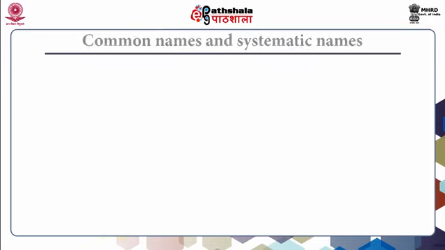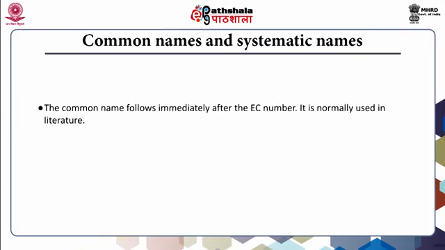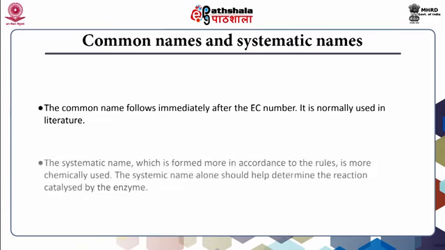Let us see the common names and systematic names of enzymes. The common name follows immediately after the EC number. It is normally used in the literature. The systematic name, which is formed more in accordance with the rules, is more chemically used. The systematic name alone should help to determine the reaction catalyzed by the enzyme.